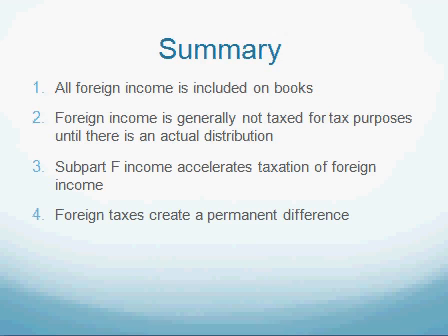As a quick review, we hope you can take away at least 4 things from this presentation. First, for financial purposes, all foreign income is included on the books. Second, for tax purposes, foreign income is not taxed until there is an actual distribution to the U.S. corporation. Third, subpart F income accelerates the taxation of foreign income, but because not all income is taxed up front, there is a temporary book-to-tax difference. Fourth, and finally, foreign taxes create a permanent difference.